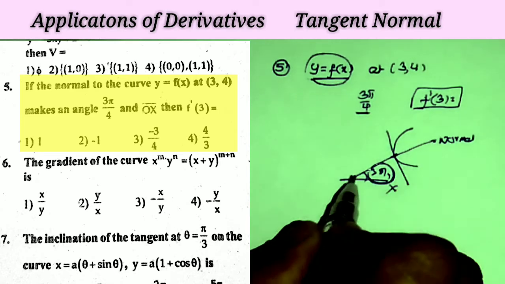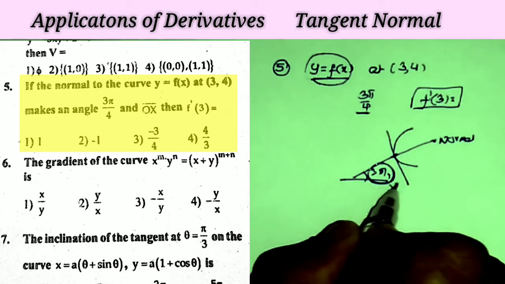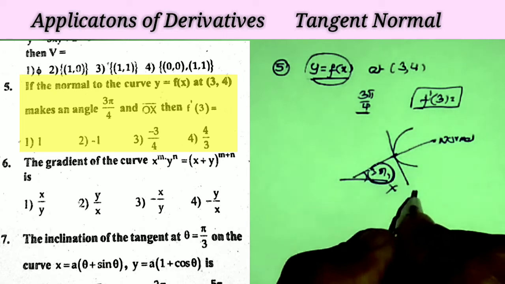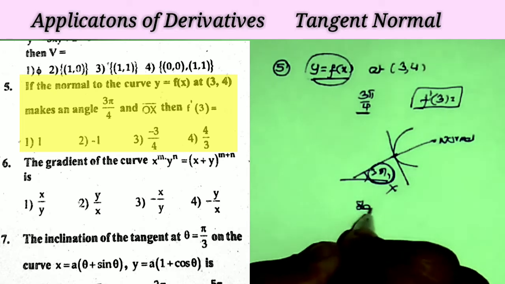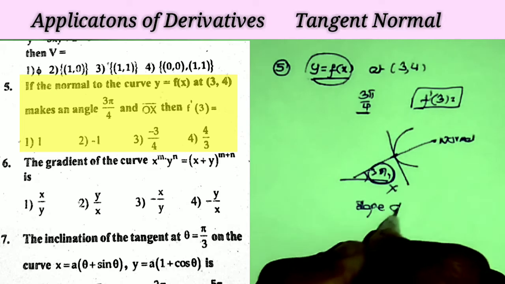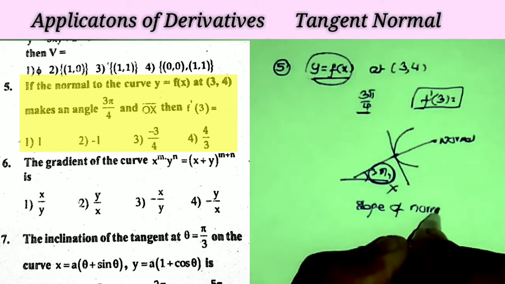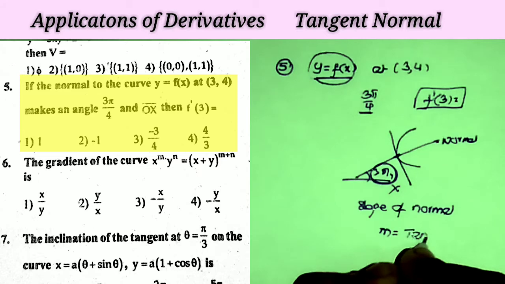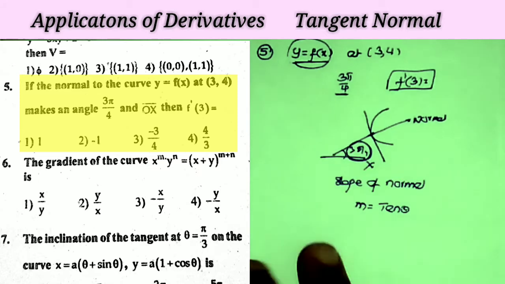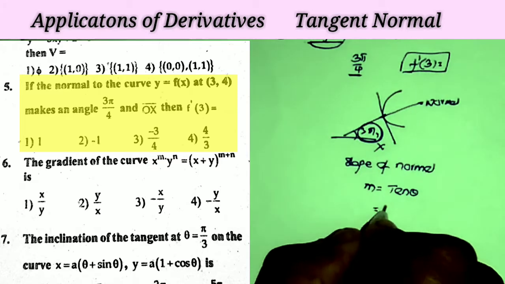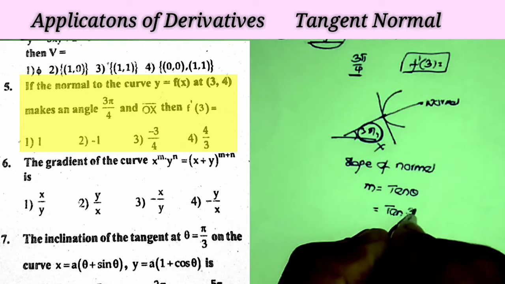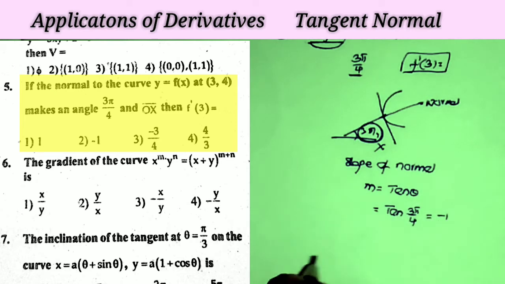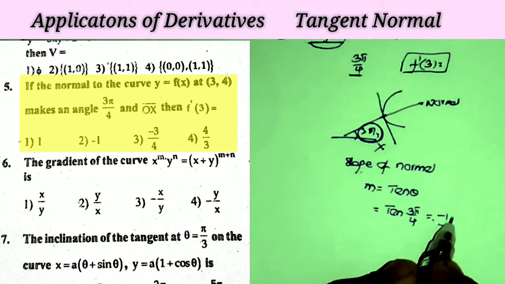When we know this theta value, then we can find the slope. We know that when we know the angle between the line and the x-axis, then we can take the slope of that line. Now what is the slope of the normal? How to find the slope of the normal? Here the formula is m is equal to tan theta. Slope of the normal is m is equal to tan theta, since we know the theta value. Okay. That is, tan of theta, which is equal to 3 pi by 4, and tan 3 pi by 4 is equal to minus 1. So here we have the slope of the normal.